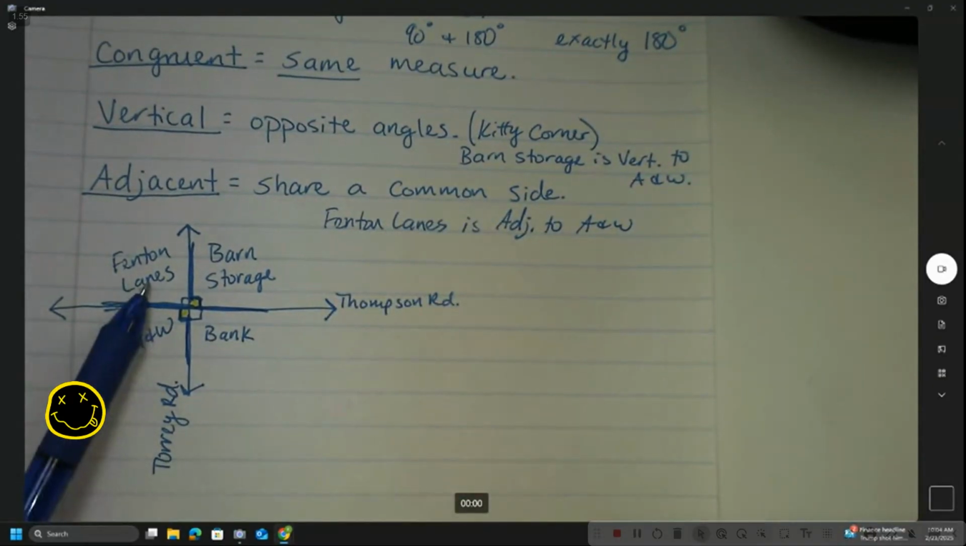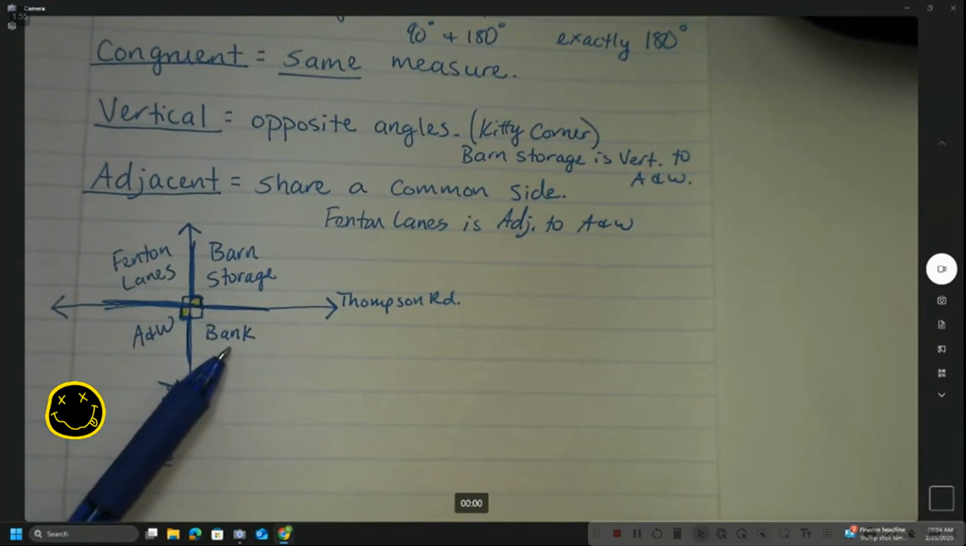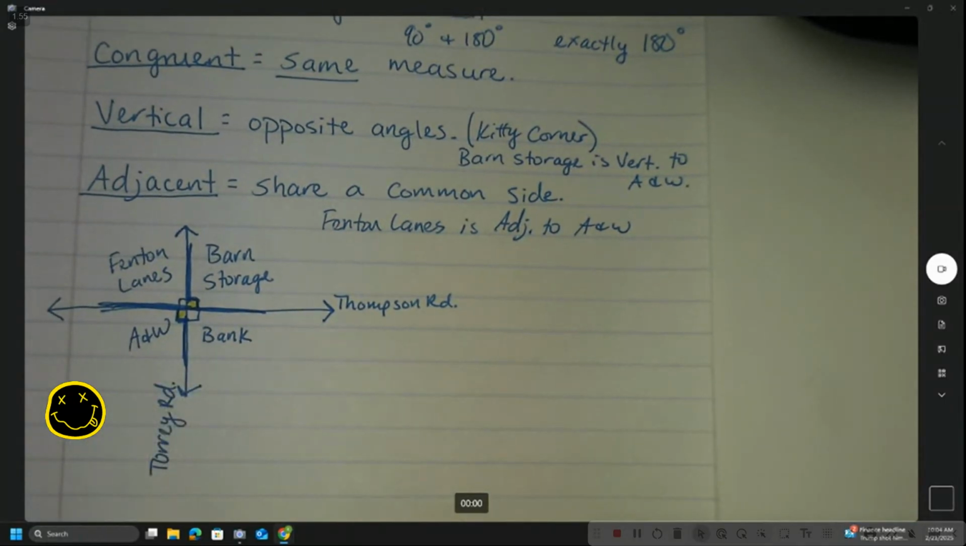But Fenton Lanes is not adjacent to the bank. They do not share a common side. They are vertical of each other. Okay, so make sure you understand the difference.